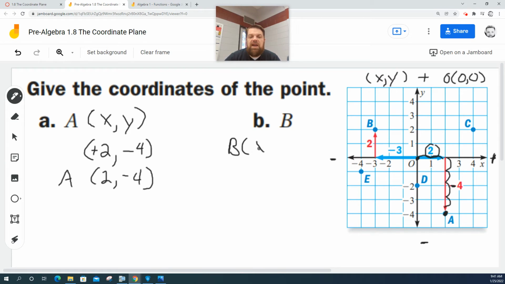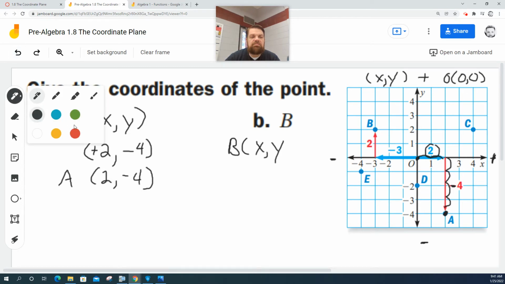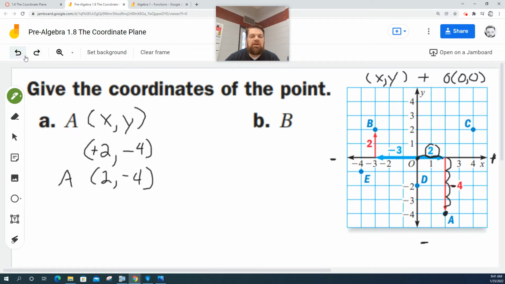For B, I need my x comma y, and we start at the origin. Now, let me change the color. Let's do green here. Okay. So now for B, I need my x comma y. Where's B on the grid? Right here.